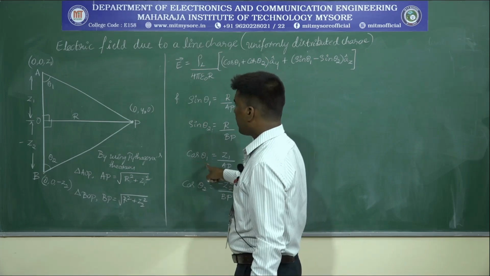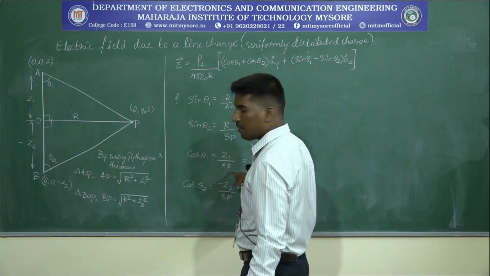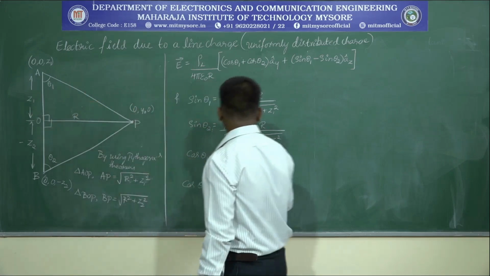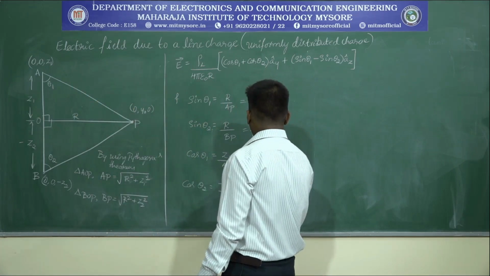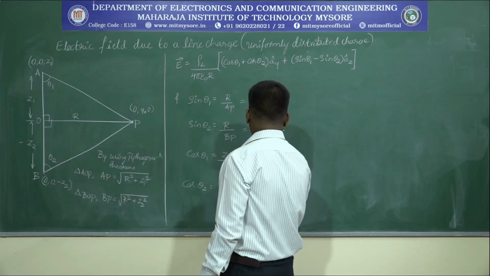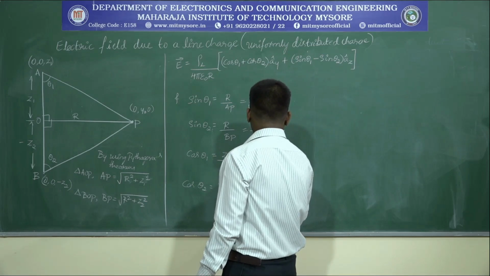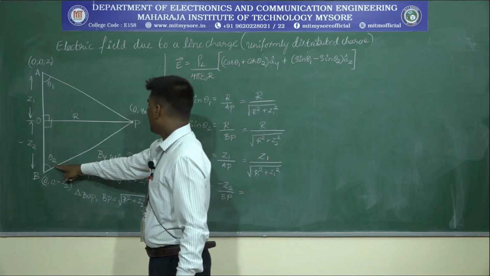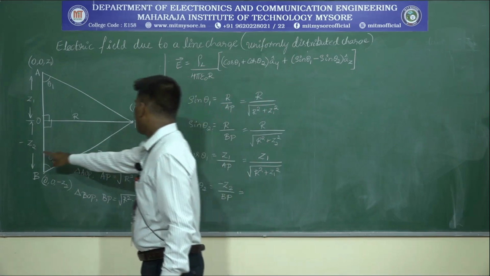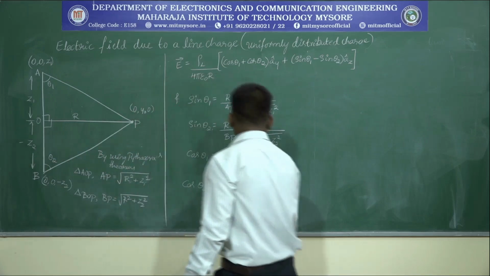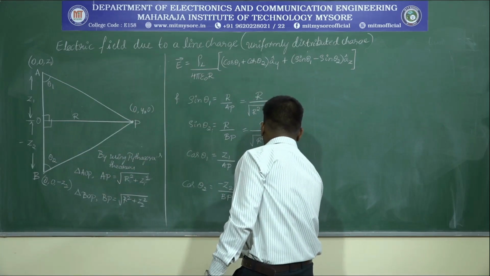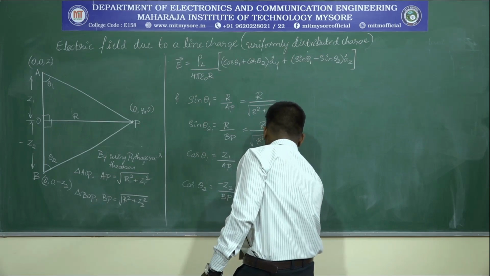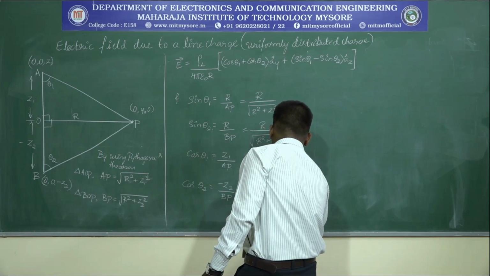Similarly, cos theta 1 is adjacent by hypotenuse, that is z1 divided by hypotenuse AP, which is square root of r square plus z1 square. Similarly, cos theta 2 is adjacent by hypotenuse, that is minus z2 divided by BP, that is square root of r square plus z2 square.